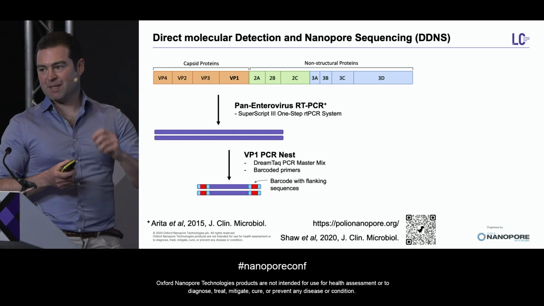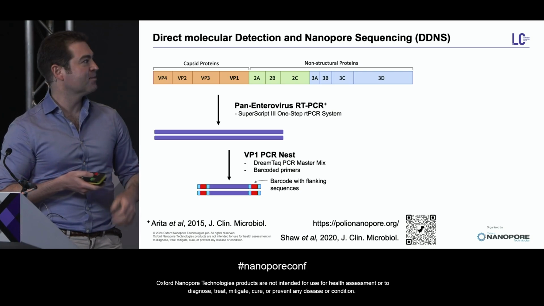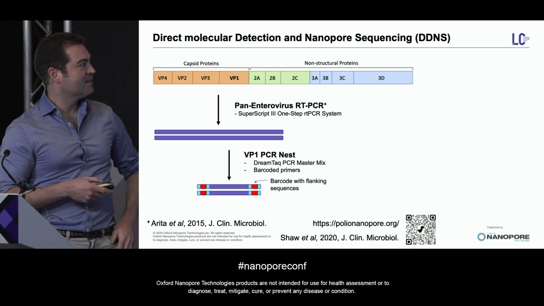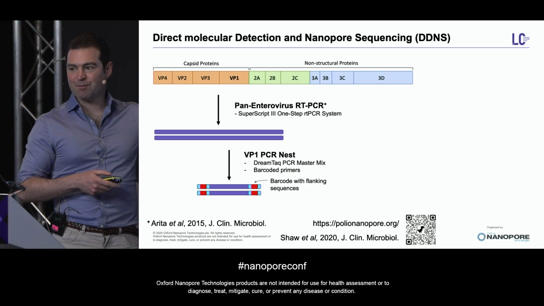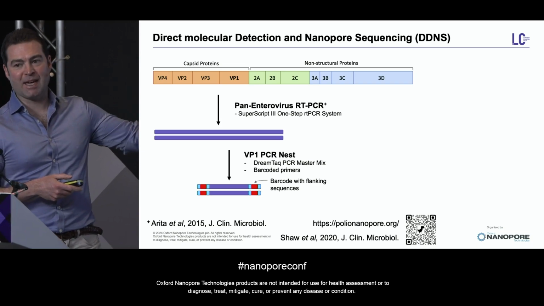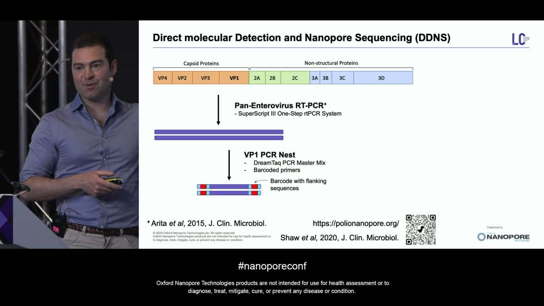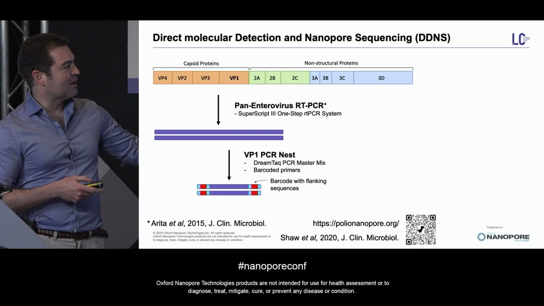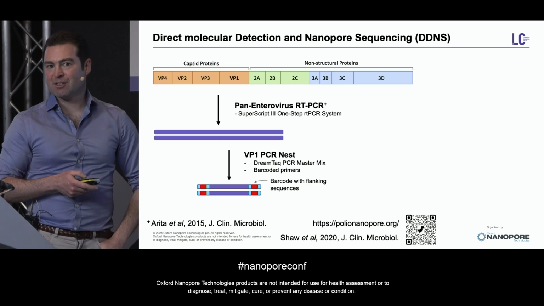So we would get that supernatant, do an RNA extraction, and then use a nested PCR, like this system here. So we have a first round PCR amplifying up the capsid region. This targets enteroviruses in general. And then we have a second round PCR that is polio specific.